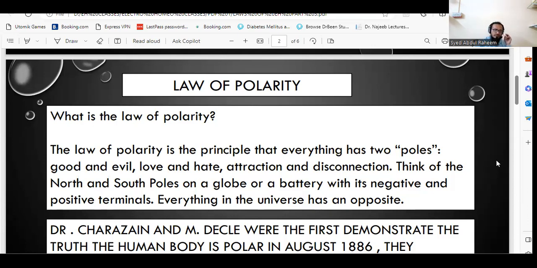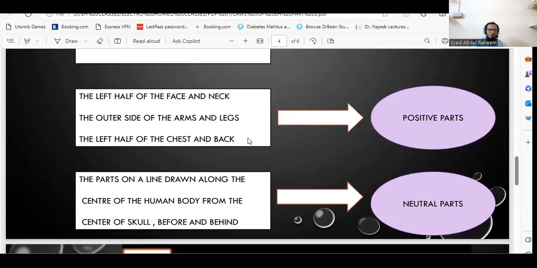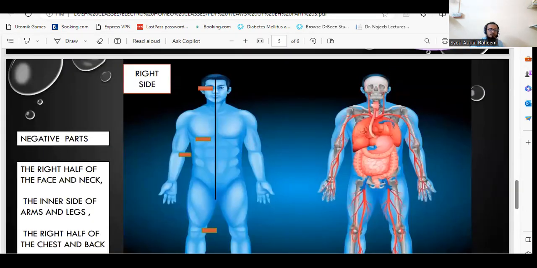So yesterday, in the previous class, I told you about the law of polarity. Our body has two poles. Our body is divided into two halves. You can see here this is the right side, and this is the left side. Basically, the right side of the body has negative polarity, and the left side of the body has positive polarity.